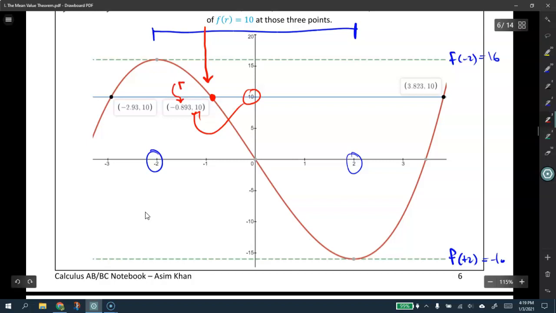If you're wondering how the calculator or the computer did this, it basically took the function and set it equal to 10. Notice how in the mean value theorem you take the derivative and set it equal to the slope. Here you just take the function and set it equal to the y value.